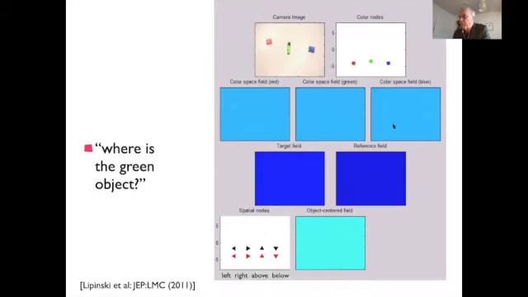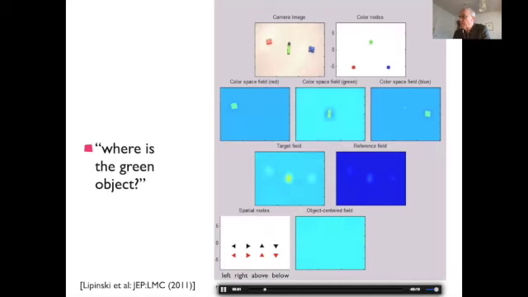And this is the most unconstrained description. Where's the green object? You're just boosting green.